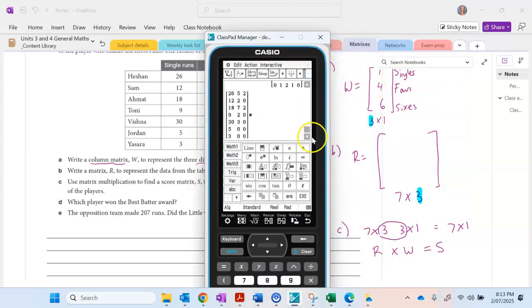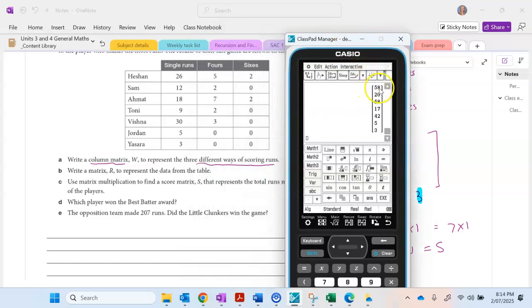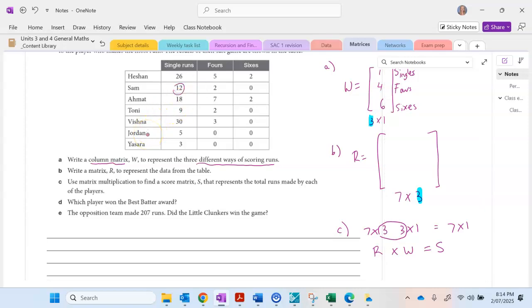W for 146. So 146, and there's our total runs. So Hessian got 58, Sam 20, and so on. So when you think about it, a single, Sam's probably going to be easier to do. So Sam got 12 single runs and 2 fours. So 2 times 4 is 8. So 8 plus 12 gives us 20.